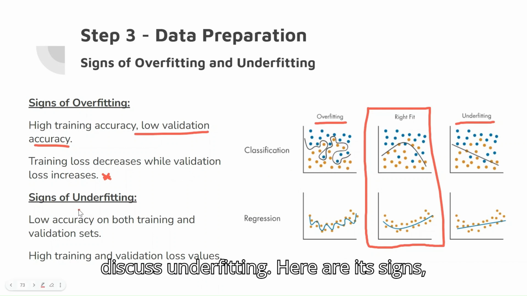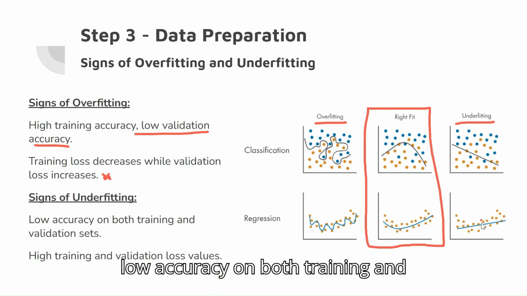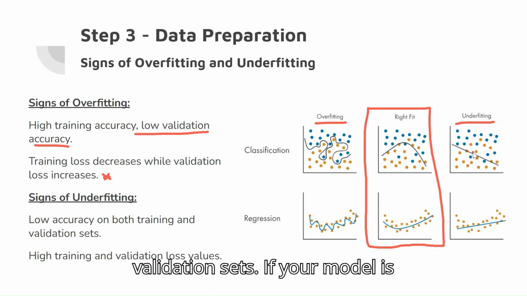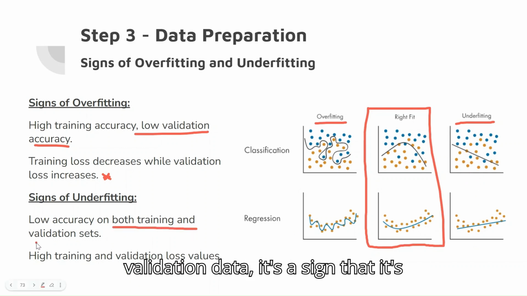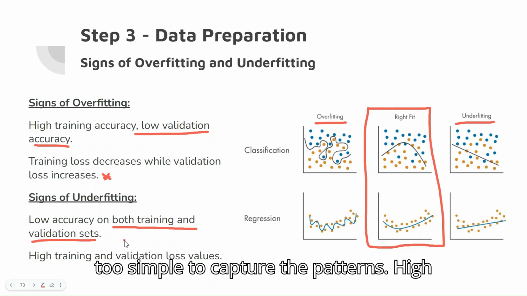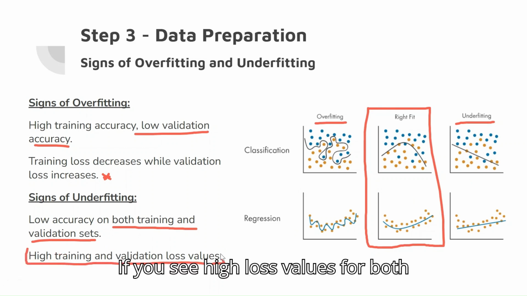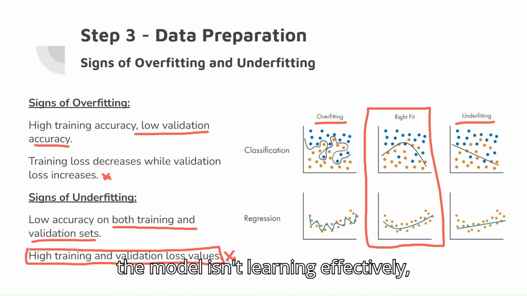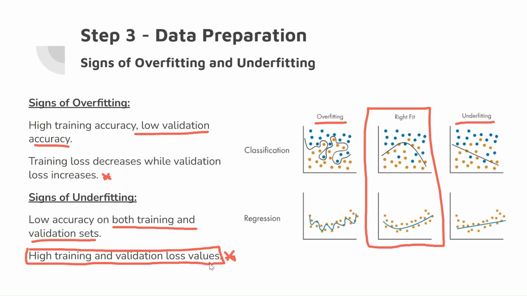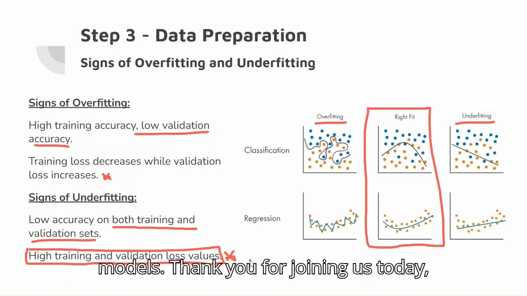Now let's discuss underfitting. Here are its signs. Low accuracy on both training and validation sets. If your model is performing poorly on both training and validation data, it's a sign that it's too simple to capture the patterns. High training and validation loss values. If you see high loss values for both training and validation sets, this means the model isn't learning effectively, leading to underfitting. Recognizing these signs will help you improve your models.